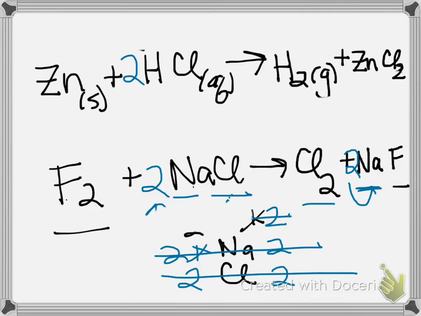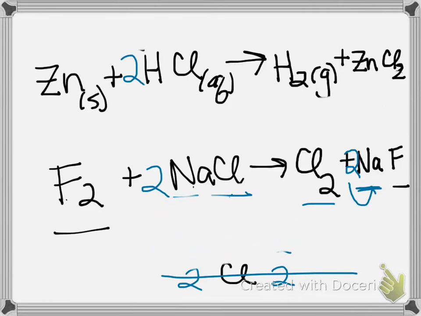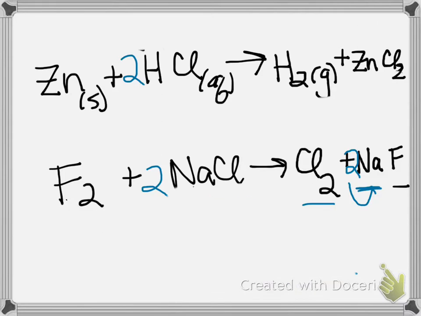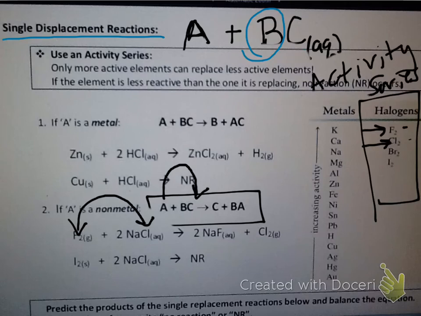So this would be the equation you would predict if I asked, does fluorine react with sodium chloride? You would say yes, it does, because it's more active. And when it reacts, it will form chlorine plus 2 sodium fluorides. All right, so that is how you do single replacement reactions. Go ahead and practice those on your own and see if you can predict the products, balance the ionic formulas, and if a reaction occurs, balance the equation. If there's no reaction, write no reaction.